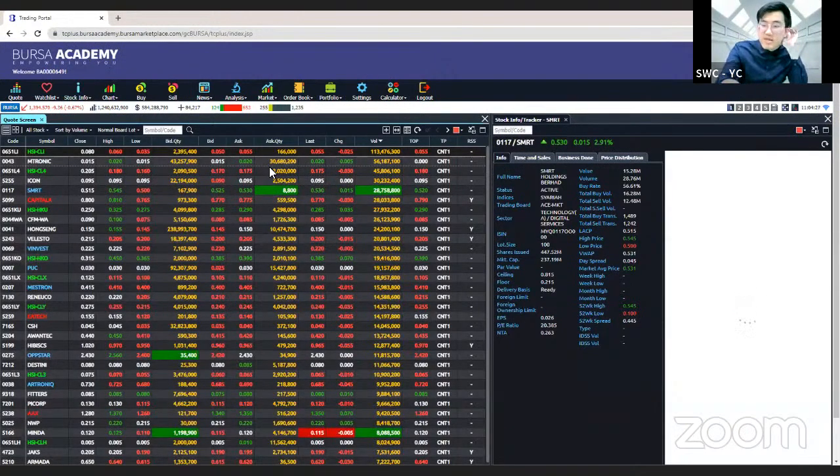Basically, this is the same as the real-life one, but this is the virtual version of the function given by Bursa, just for people to familiarize themselves with the platform and the important parts of it. And me as an educator, for this year, I'm the first one to share with you all about this topic. So if there's anything you want to ask, you can ask.